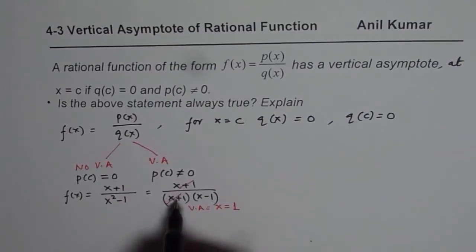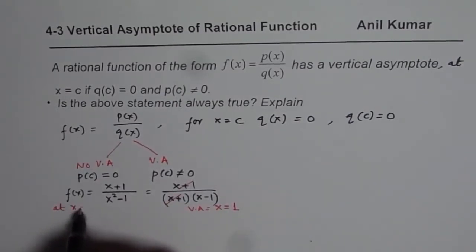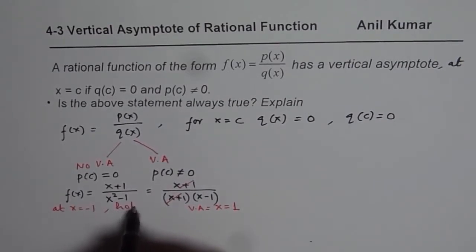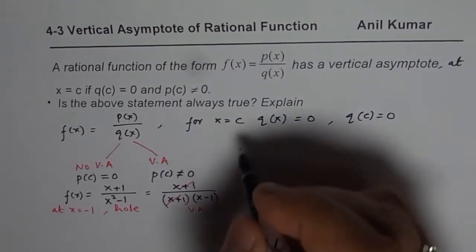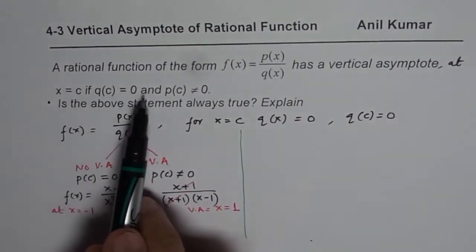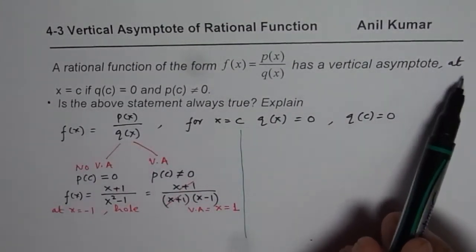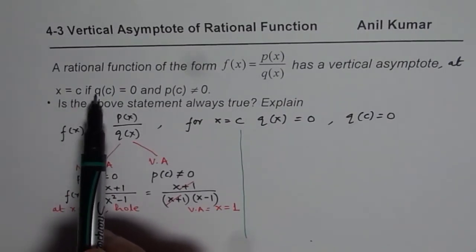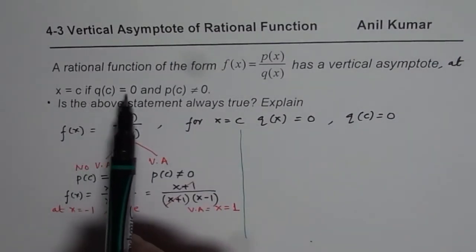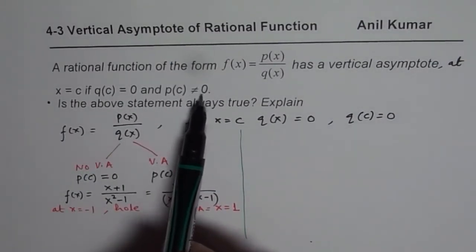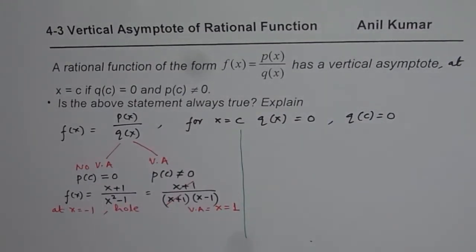What do we have at x equals minus 1? At x equals minus 1, we have a hole, not a vertical asymptote. So that is the emphasis of this particular definition. The other way of saying this is that at x equals c, if q of c is 0 and p of c is not 0, we have a vertical asymptote. If q of c is 0 and p of c is also 0, then we have a hole. That is the other way of saying the same statement. But there are examples which contradict it.